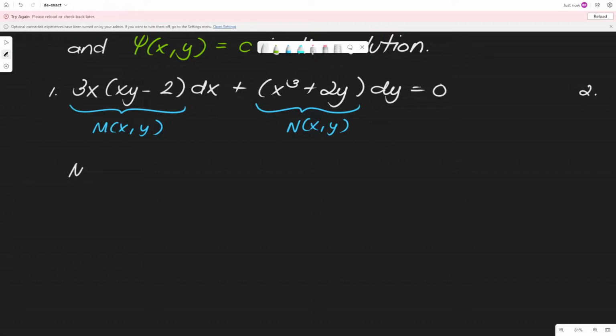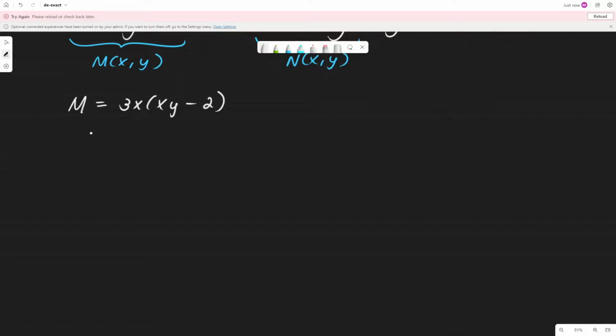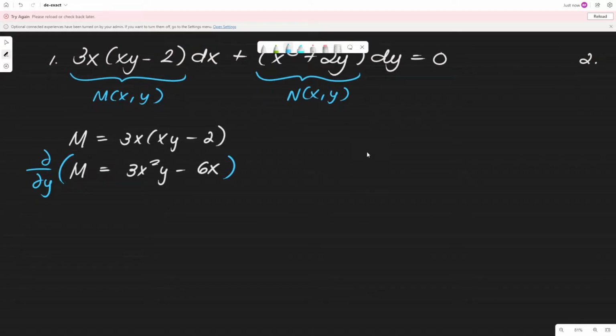We have our M is equal to, I won't write the xy anymore, 3x times (xy minus 2). Then I will simplify it because it is easier to work with when distributed. So we have 3x squared y minus 6x. So let us get the partial derivative of this equation in respect to what? In respect to y. So y is what we take the partial derivative with respect to. Remember this: where it is attached, you take the partial derivative of the opposite.